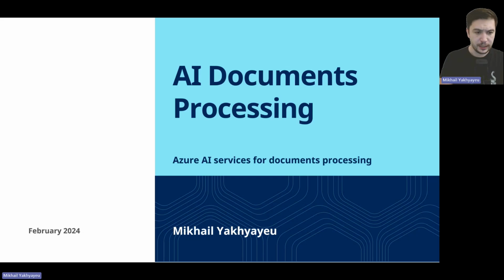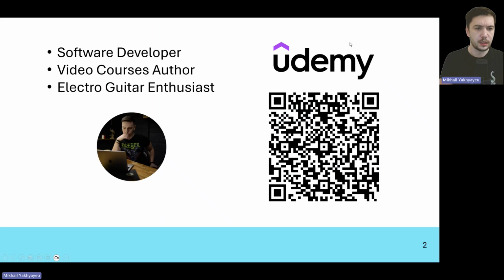My name is Michael, and a little bit about me. I'm a software developer, a .NET developer. I'm an author of video courses on Udemy, so you can use this QR code to find my video course. And I'm an electric guitar enthusiast. Sometimes I play a guitar when I have free time.